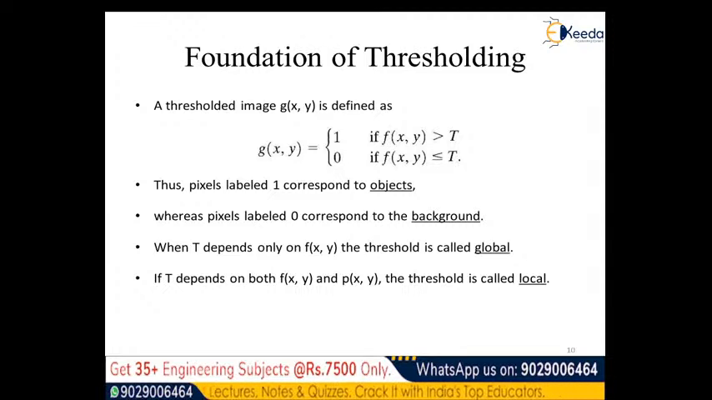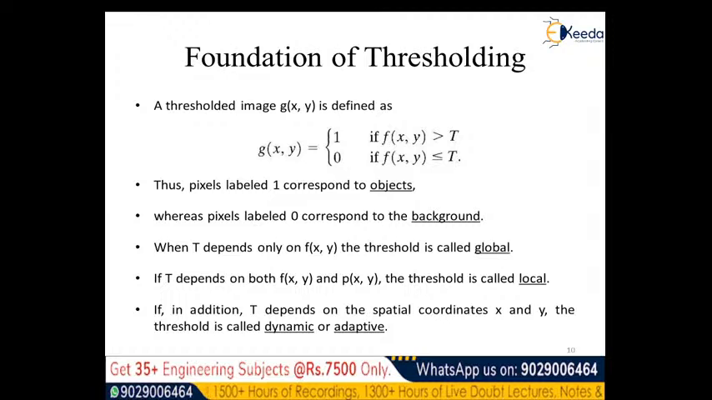Based on this, we have more details: global thresholding for image segmentation, and local type of thresholding. There are different issues associated with the use of such different types of thresholds. And lastly, if the capital T depends on the spatial coordinates x and y, then the threshold is called dynamic. It is sometimes also known by the term adaptive thresholding. So these are the subcategories you can treat for thresholding to perform image segmentation. So here the foundation of thresholding we have covered.